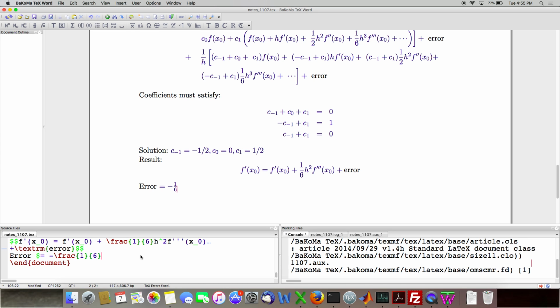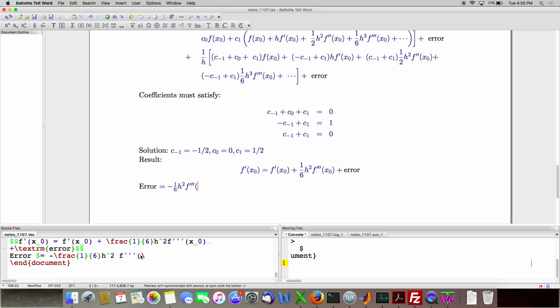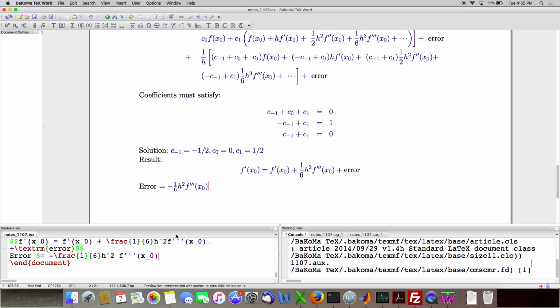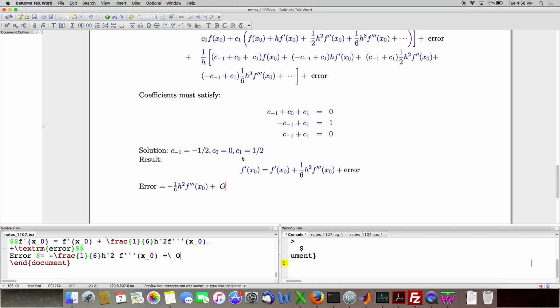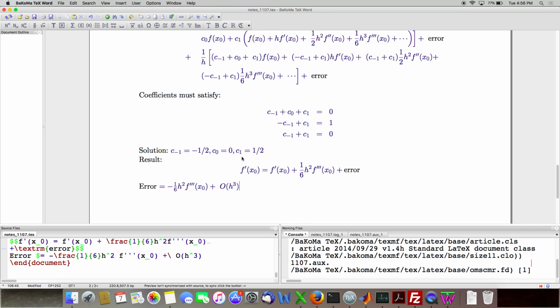minus 1/6 h squared f triple prime x naught plus additional terms, like my dot dot dot here, plus order of h cubed. And another way of writing this is we could just say this is the same as minus 1/6 h squared f triple prime at an unknown point c, and then nothing else. So we could express it that way. The main point is it's order h squared times third derivative over 6. So if we can bound that, that gives us an upper bound on the error.